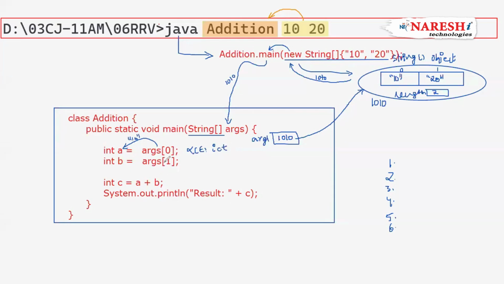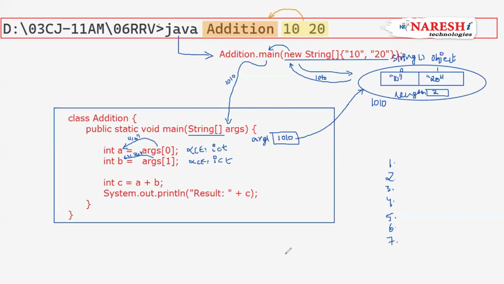Next, int b equal to args of 1. What does it return to the b variable? Double quotes 20, a String object with the data 20. Again it leads to a compile time error, incompatible types. So the sixth question: how can I read values from the command line? By using args of 0, args of 1, args of 2. Then after reading the value, can I store args of 0 directly in the a variable? No. Why? Because it returns the value as String type.